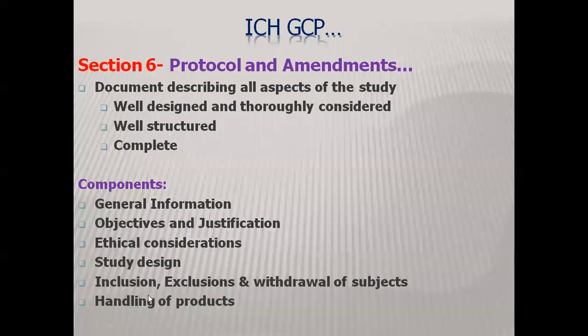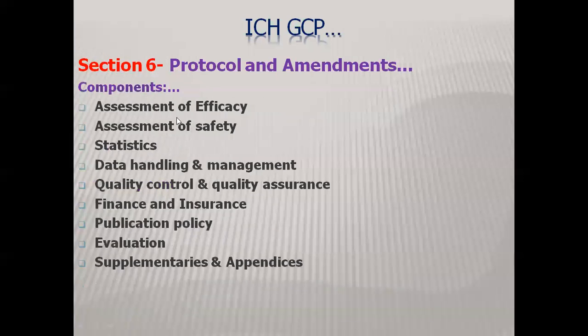So this is the component of the protocol. Okay. Objectives and the justification, ethical consideration, study design, inclusion, exclusion, and withdrawal of the subject, handling of the product, and assessment of efficacy, assessment of safety, statistics, data handling and management, quality control and quality assurance, finance and insurance, publication policy, evaluation, and supplementaries and appendices. So these are all the content of protocol that we need.